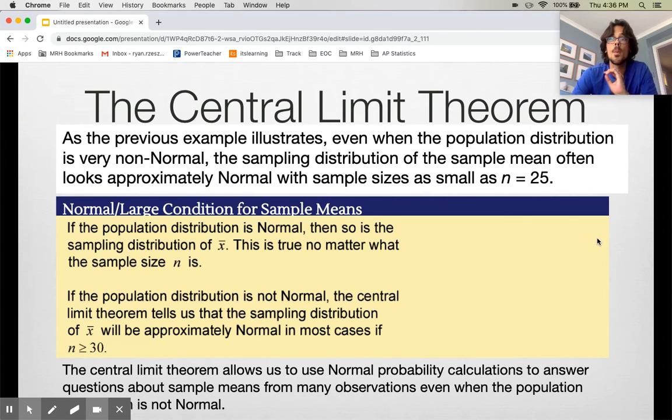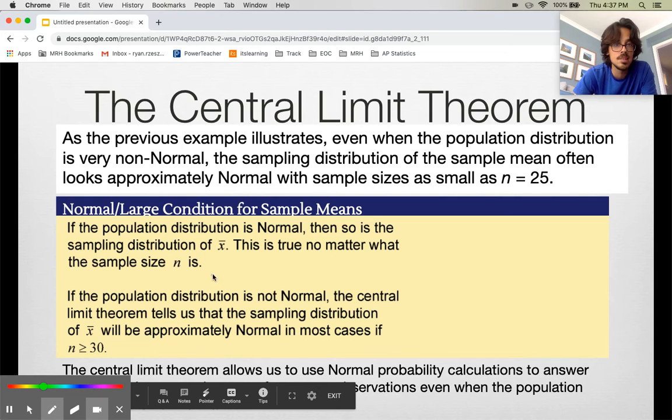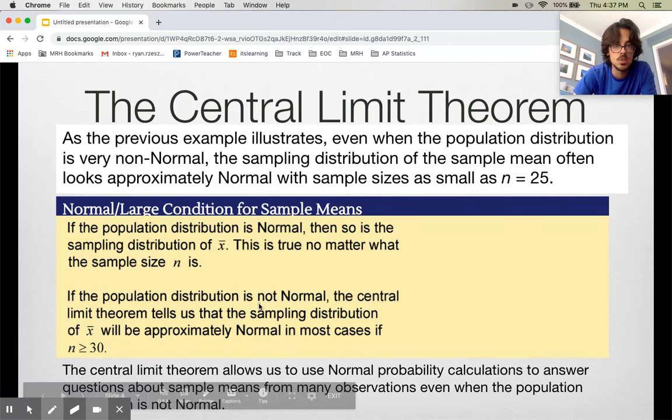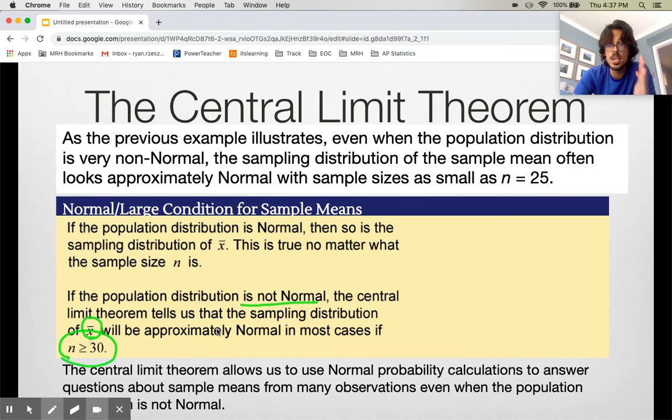Central limit theorem is a tremendously important statistics and probability concept, and there's actually a lot more to it that I'm not talking to you guys about in AP Stats. So if you see this in college, you'll do more with it there. What you need to know in AP Stats about the central limit theorem is that if the population distribution is not normal, the central limit theorem tells us that X bar will look approximately normal if n is greater than or equal to 30. Okay, so 30 is the cutoff for your sample size that we use. And if it's at least 30, X bar's graph is approximately normal.